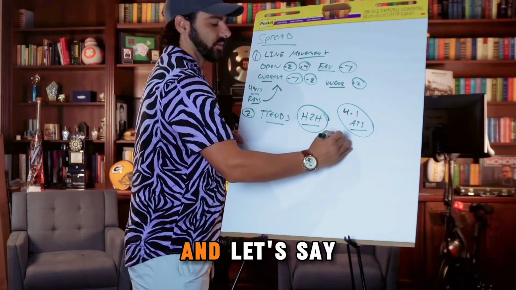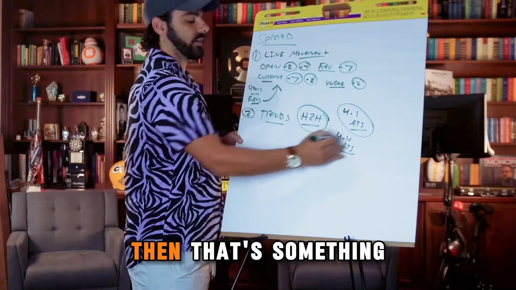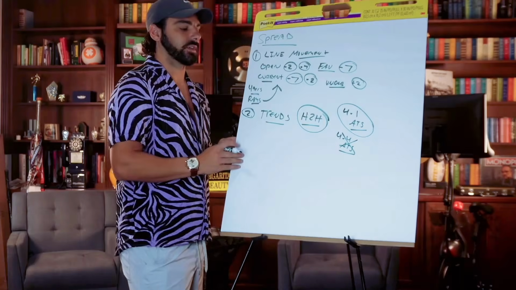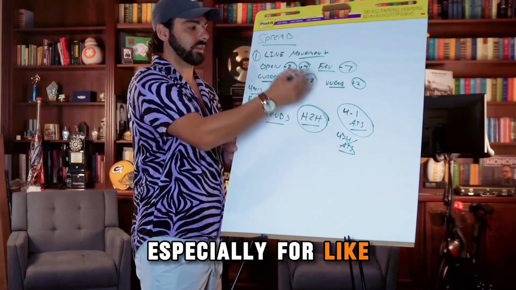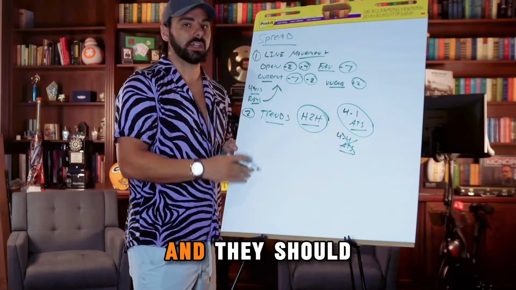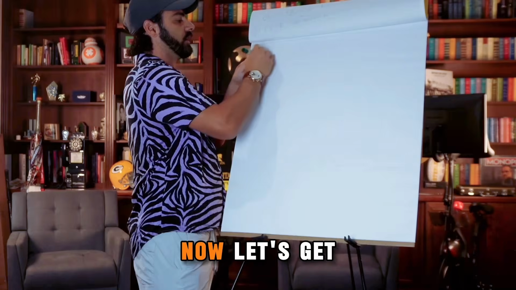Now, if you looked at the trends, and let's say in the last 8 they were 4-4 against the spread, then that's something that you wouldn't consider. You'd take that team off of your list, because you want the head-to-head trends, especially against the spread, because that's what we're paying attention to, to be in your favor. And they should be in your favor by at least 70% and above. Now let's get to number 3.